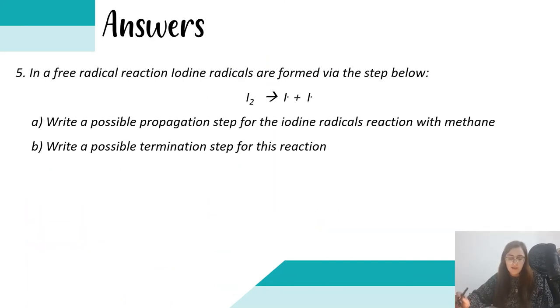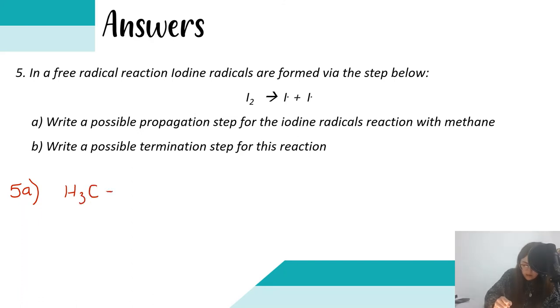Question 5 says, in a free radical reaction, iodine radicals are formed via the step below. Write a possible propagation step. So for 5A, write a possible propagation step for the reaction with methane. So methane, it's got a carbon with four hydrogens, and we're going to show the bond in one of those hydrogens because that is the bond that's going to be reacting with the free radical.